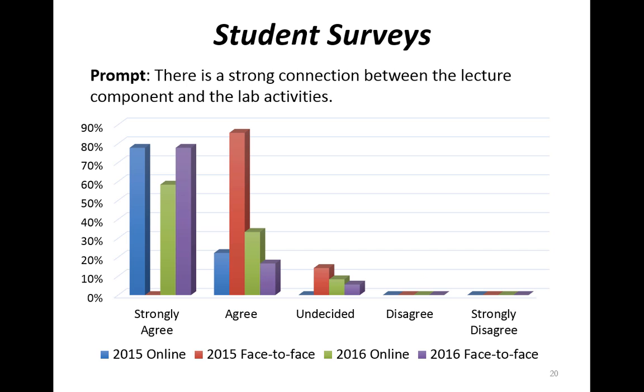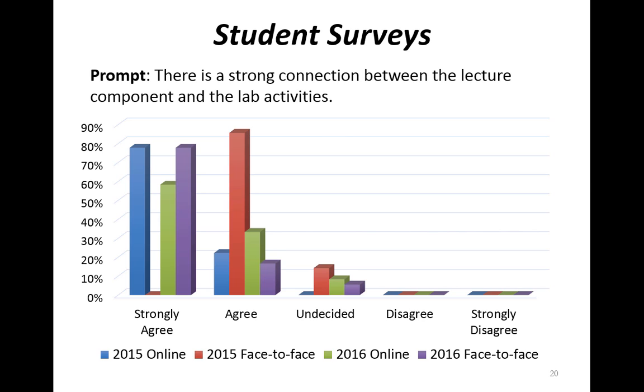In terms of student experience, to the prompt, "There is a strong connection between the lecture and the lab activities." The way to look at this graph is we have four bars for each of these. Good or positive responses are to the left, okay? The four bars correspond to blue is 2015 online, red is face-to-face 2015, green is 2016 online, and purple is 2016 face-to-face. So what we see is generally they're positive, right?